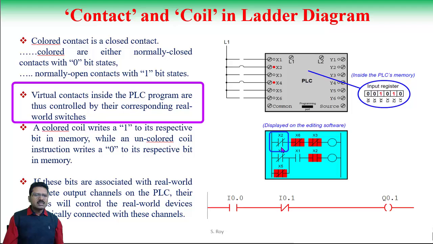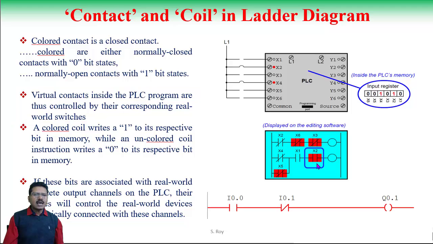Here X2 is with normally closed contact, here X2 is with normally open contact. Here X2 is having red color, but here X2 is having no red color. Red color indicates that it is acting as a close contact. Now how is it a close contact?